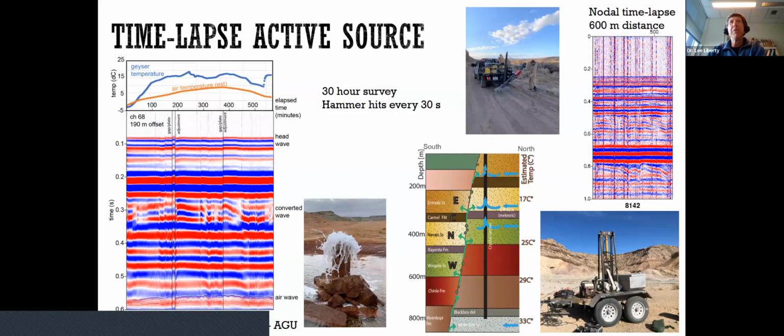And we just thumped the ground every 30 seconds for 30 hours, and we're looking at how the signals change as a function of time. So this is a 10-hour window here, and you can see some kind of funky arrivals. You would expect the travel times to be relatively constant through here, and we see some changes, and we're still exploring what those changes represent.